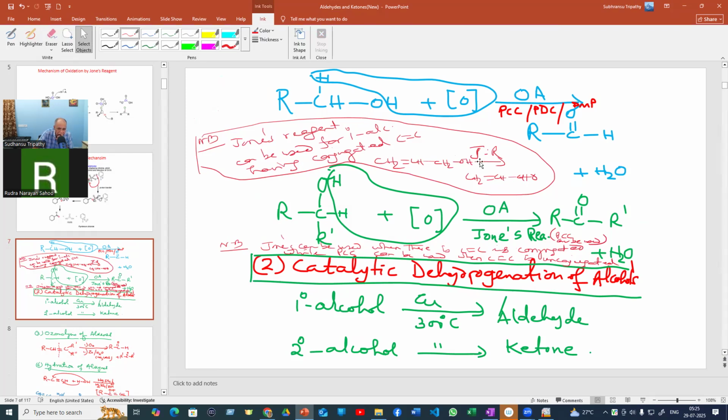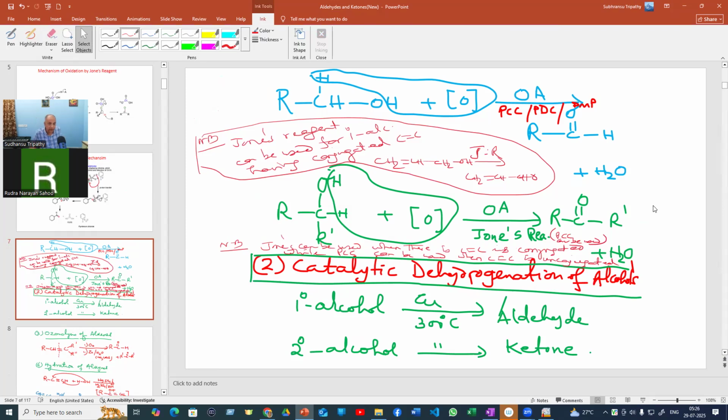So that is an interesting thing, that if there is a double bond conjugated, then you can use... That's a very peculiar thing that I have found out for IIT Advanced. Jones reagent will convert a 2 degree alcohol to ketone. PCC can also be used, I have already told you. Jones reagent can be used when C double bond C is conjugated. PCC can be used when C double bond C is unconjugated.